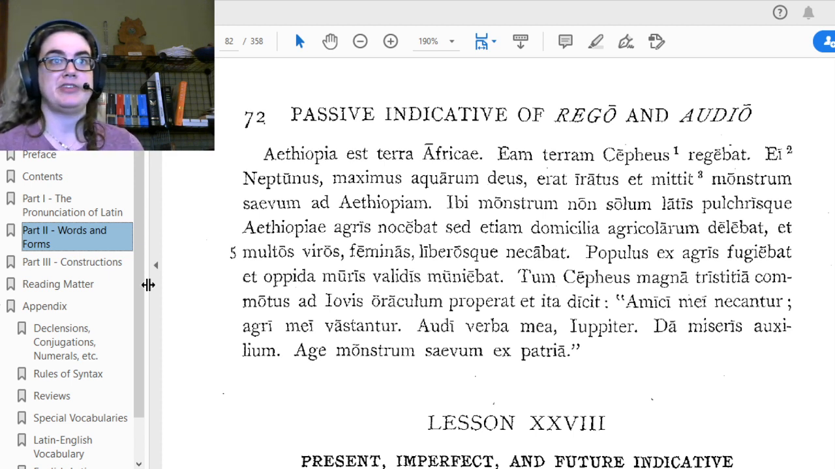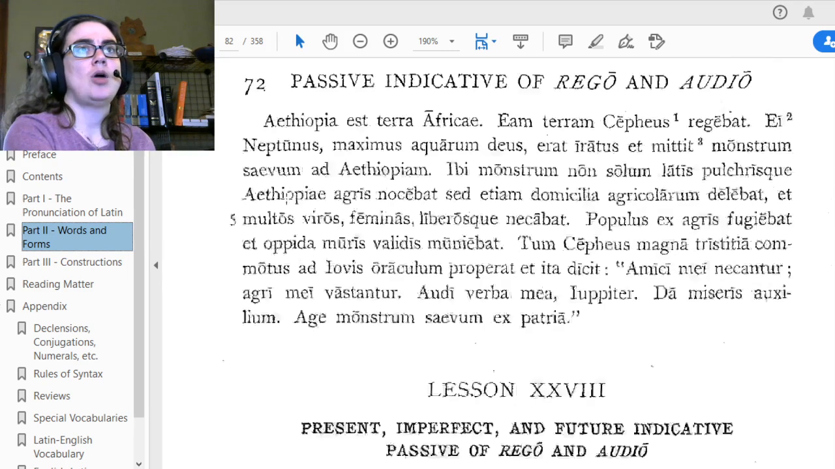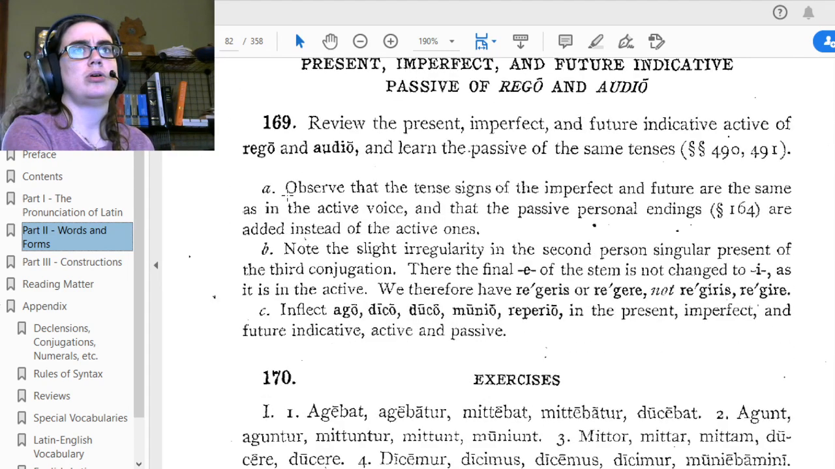All right. My friends are being killed, necantur. We got our passive here. My fields are being laid waste, vastantur. Hear my words, O Jupiter. Got our imperative here, audi. Give help to the miserable people. Da auxilium. Auxilium, one of Punch's favorite words. Drive out, age, the savage monster from the country, expatria.